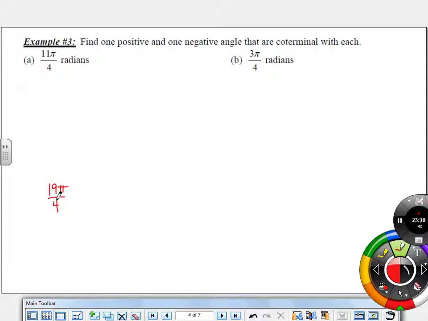What about a negative? Did anybody come up with another positive coterminal angle? Shannon? Good. So 3 pi over 4, and then a negative one?